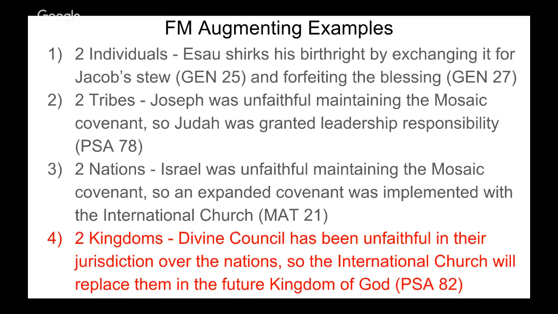So that's the kingdom of God anticipation, that rather than being under the divine council with Satan, in the kingdom of God, Jesus will be the king with the international church that will replace the divine council, that we will be the ones who have jurisdiction with Jesus over the nations. Okay, so that's an overview of these four cascading ideas that, again, the seedbed of this developed out of the stories of Abraham, Isaac, Jacob, and Joseph, the patriarchs. And so I call this a patriarchal quadrilateral.